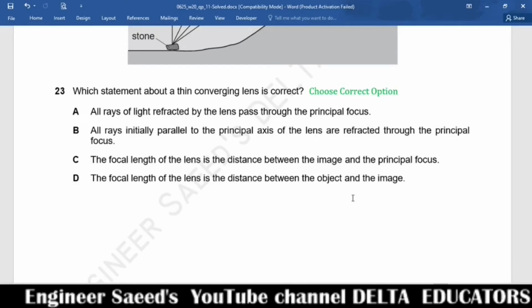B, all rays initially parallel to the principal axis of the lens are refracted through the principal focus. Yes, it is correct. All the rays that are parallel to the principal axis, after passing the lens, will be deflected and pass through the principal focus. So B is the correct option.